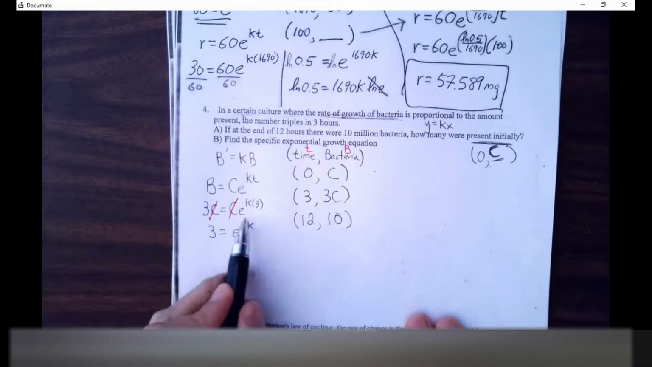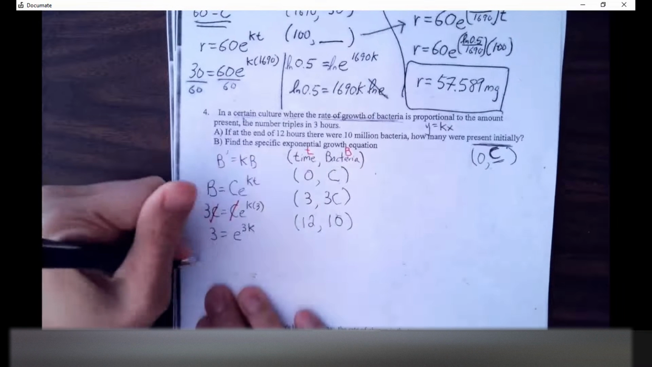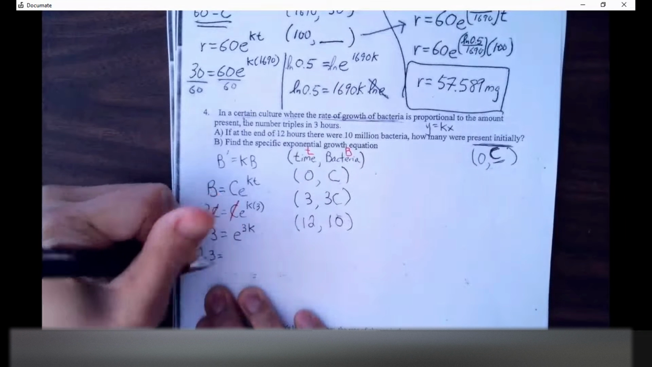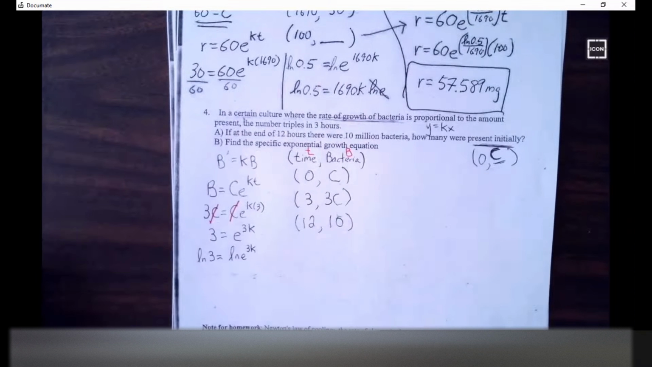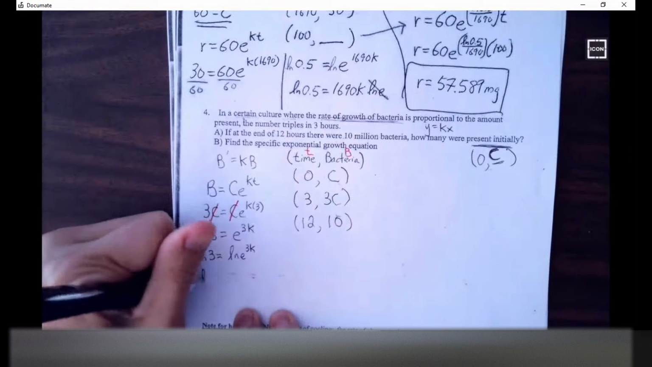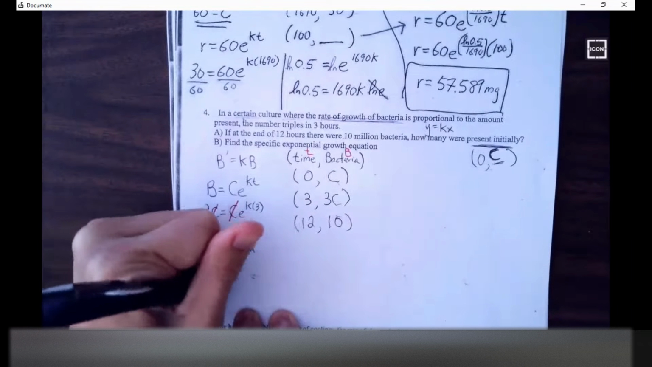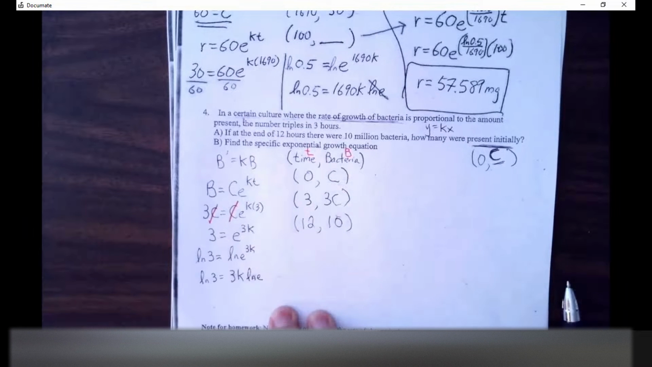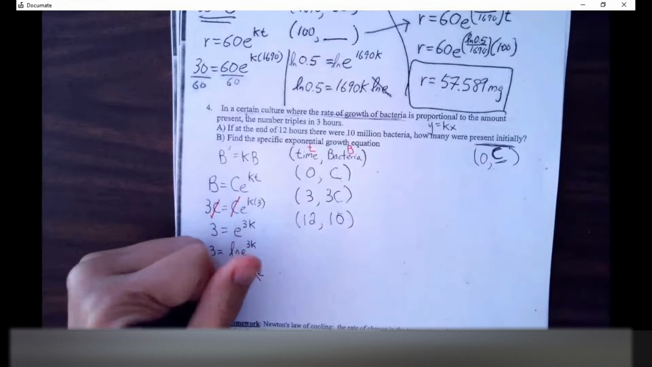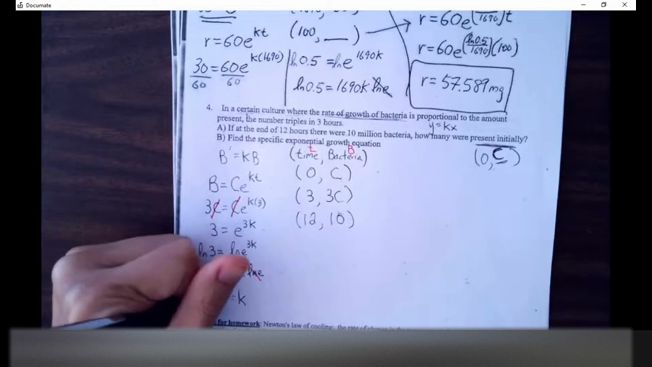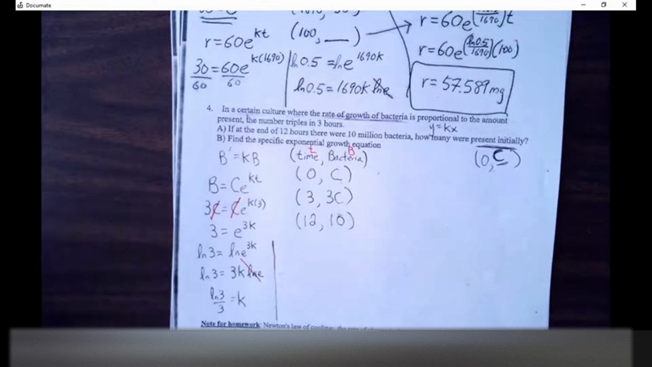Okay. Take the natural log of both sides. That will allow that k to come down in front. Once that 3k comes down in front, we get that natural log of e to go away. Okay. Divide both sides by 3. So k is equal to natural log of 3 over 3.